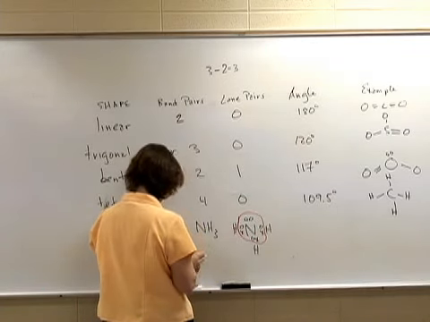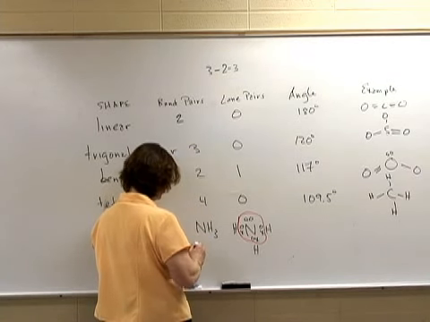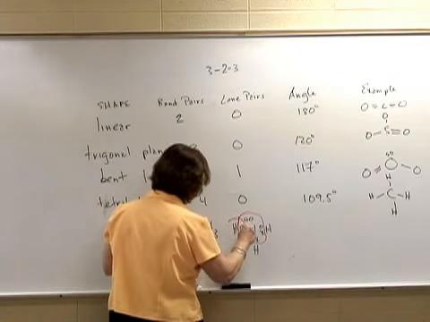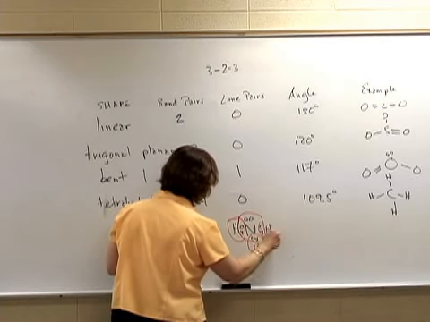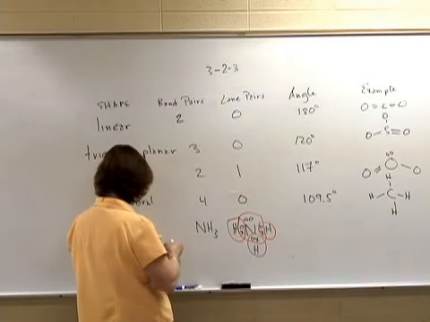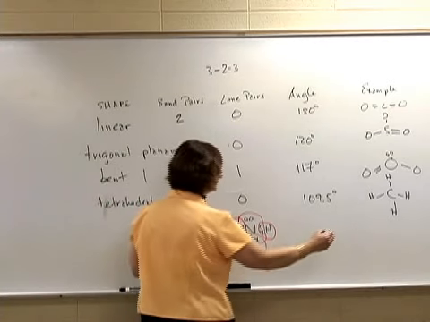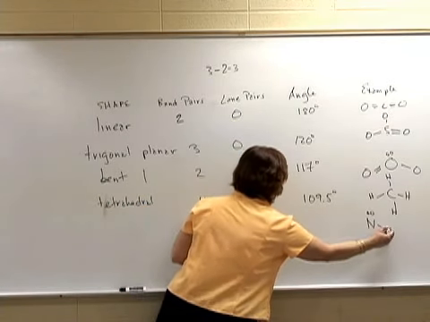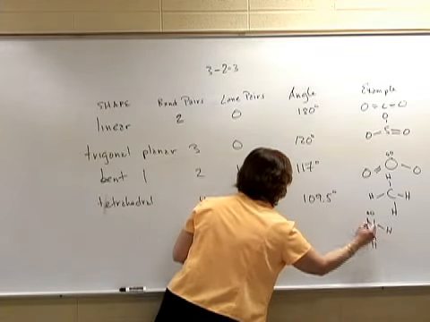Oh, I don't want black, I want red. And here we go, hydrogen, hydrogen, hydrogen. And what this looks like is nitrogen with the lone pair and 3 bond pairs. We have what is called trigonal pyramidal. And it has 3 bond pairs and 1 lone pair. And the angle here is 107.